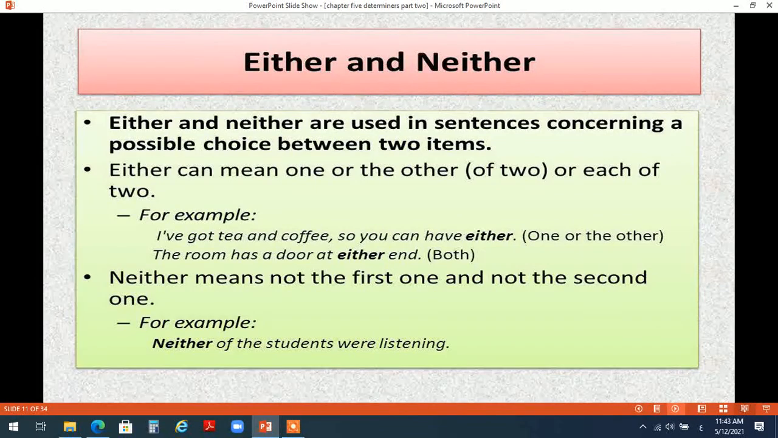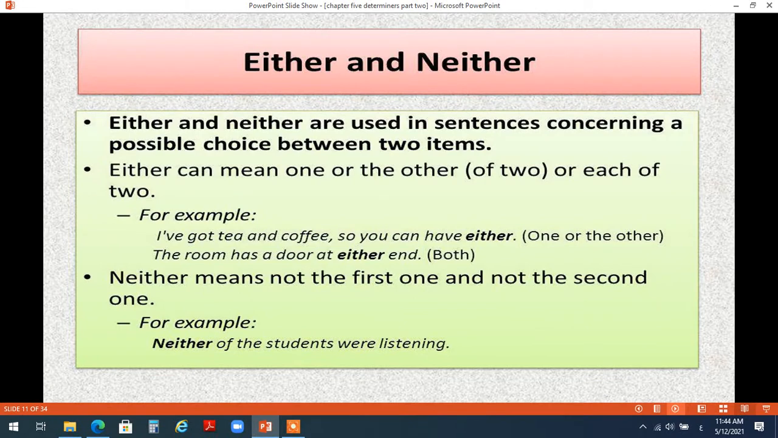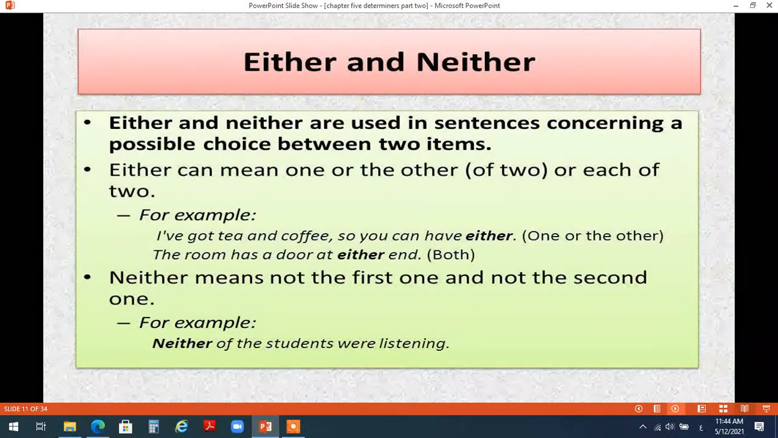أما فيما يخص neither, it means not the first one and not the second one. أيضا لدينا هنا مثلا خيارين لكن كلا الخيارين غير ممكنين ولا واحد منهم راح يكون ممكن. For example, neither of the students were listening. أيضا هنا لدينا two students and no one of these two students was listening. إذن ولا واحد من هؤلاء الطلبة اللي هم عددهم هنا اثنين، إذن هنا ما عندي أي خيار راح يكون ممكن. The first one is not possible and even the second one is not possible. That's why we say that neither means not the first one and not the second one. أي من الخيارين لن يكون ممكنا. So this is the difference in the usage of either and neither.